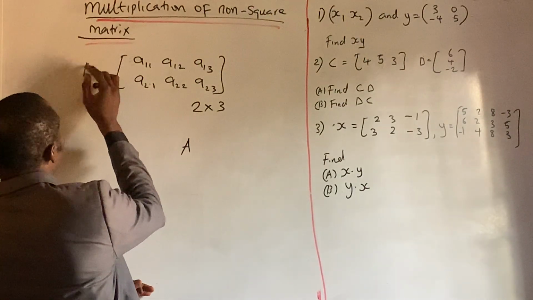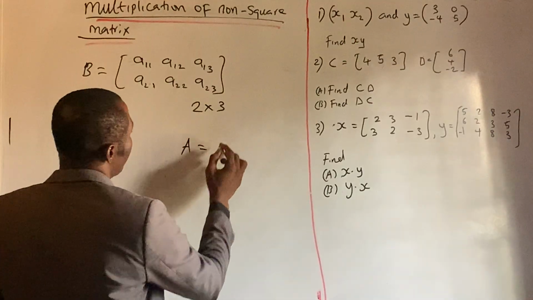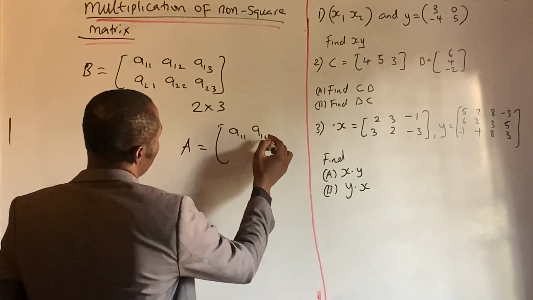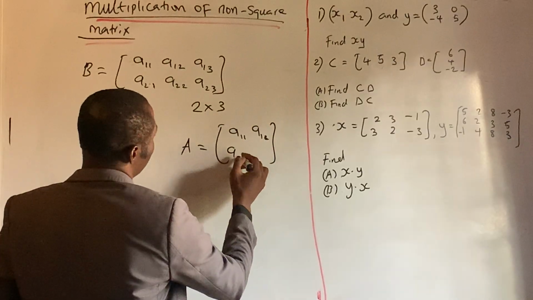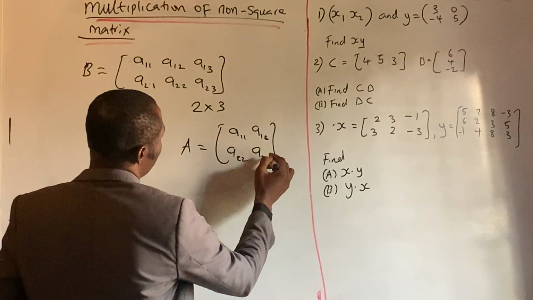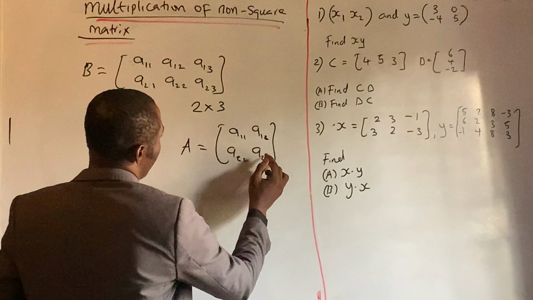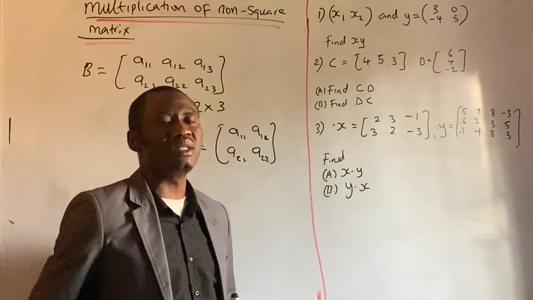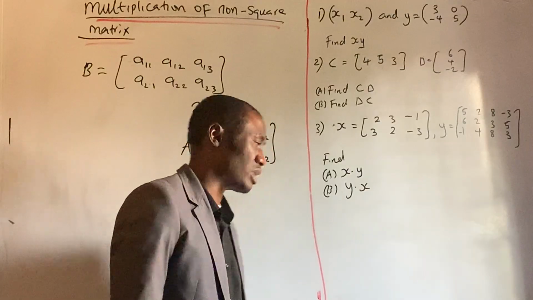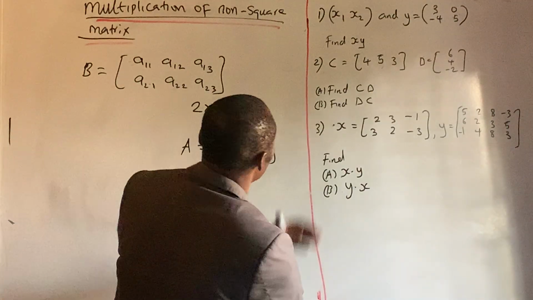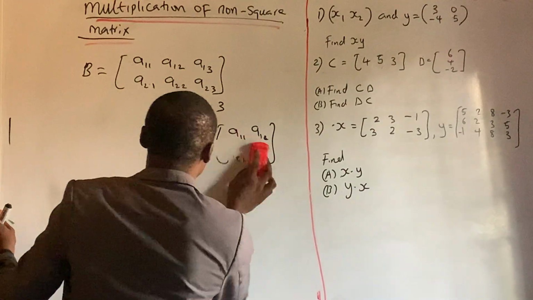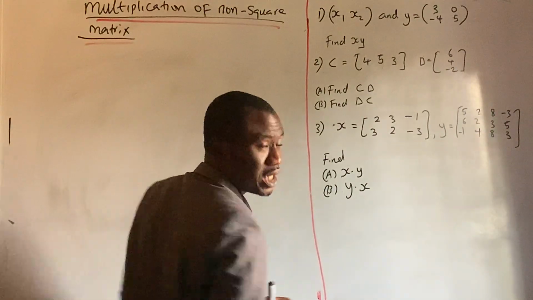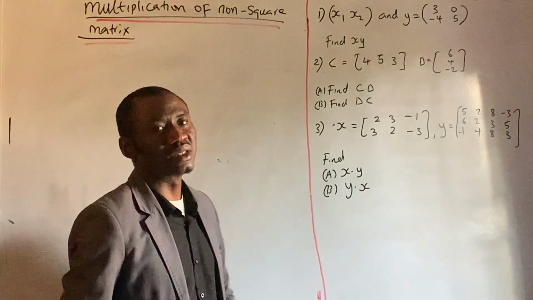Let's call this matrix B. We can have matrix A equal to A11 and A12, and then A21 and A22. A21, A22 show the position of an element or information in that matrix. Anyway, now we have this non-square matrix on the board. Check that again: in a non-square matrix, the column and the row are not the same thing.